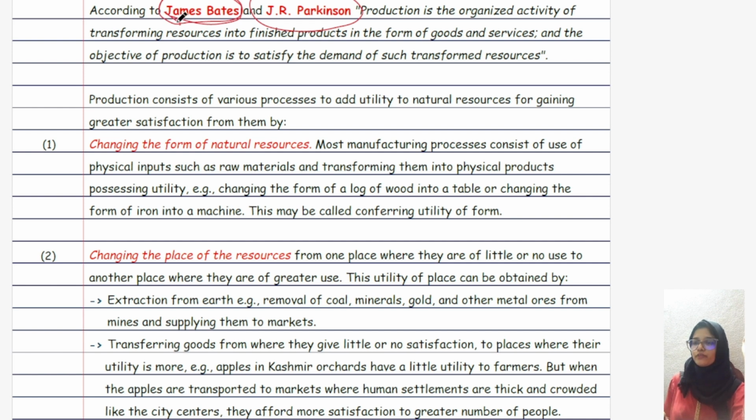So meaning of production. James Bates and J.R. Parkinson. They have said that production is the organized activity of transforming resources into finished products in the form of goods and services. And the object of production is to satisfy the demand of such transformed resources. So, what are they saying? They're saying that production is nothing but transforming. Like you're taking a raw material, transforming that raw material, and turning the raw material into a finished good. The process that takes it from raw material to the finished good is called production.